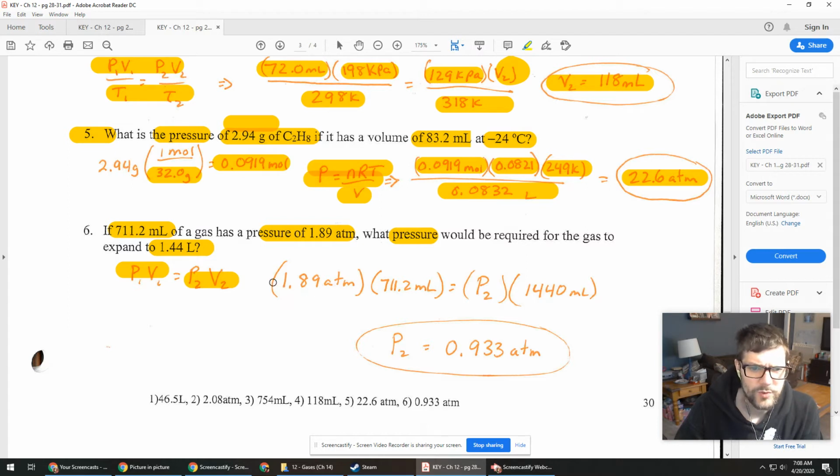We're going to plug in our numbers, solve for the unknown. I did do one conversion, which is this first value was mils, but this second value was liters. So I just converted them both to mils. You'd get the same answer if you converted them both to liters. Answers are at the bottom of the page as well.